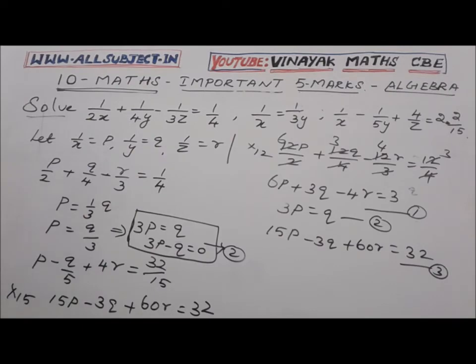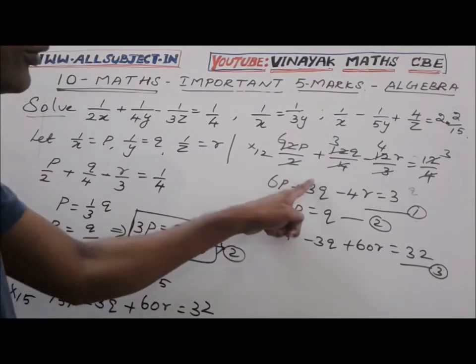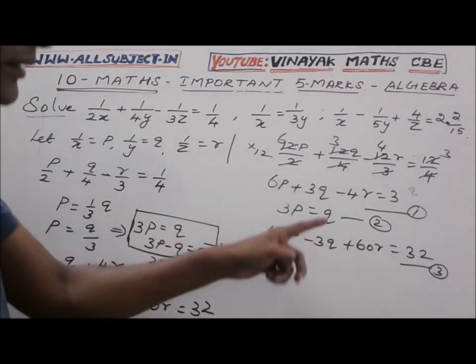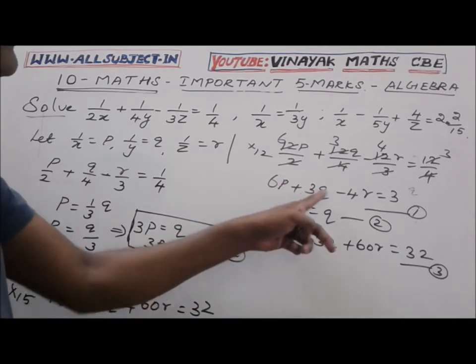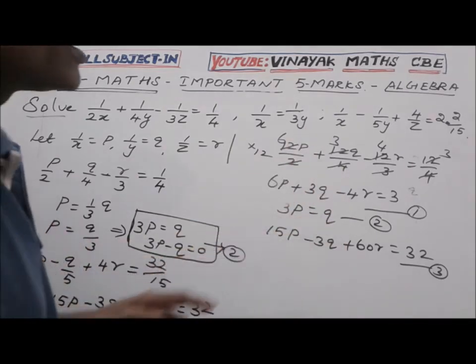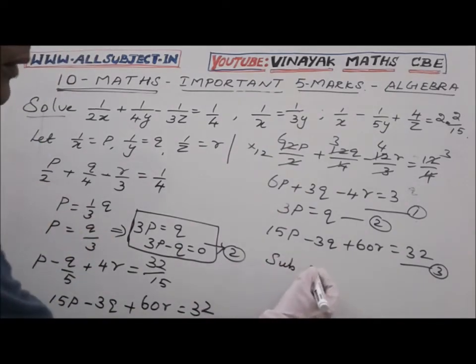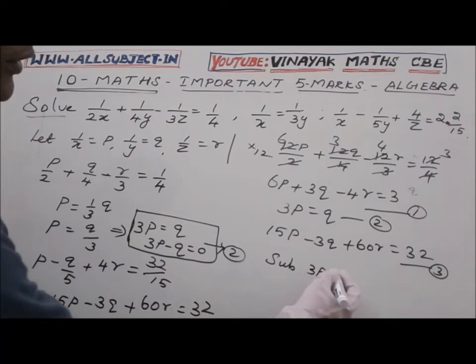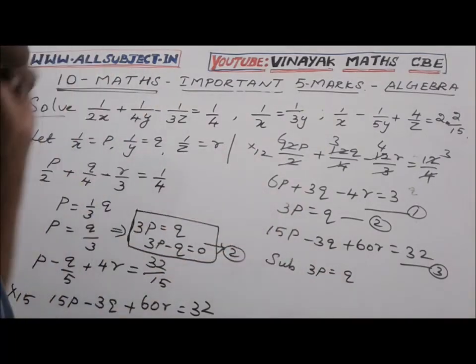Now I found 3 equations. We should solve these 3 equations. We should find the values of P, Q and R now. To solve this, listen carefully here. Substitute 3P equal to Q here, and then in this equation also, the P is eliminated. The 2 equations will be formed in Q and R. So, substitute 3P equal to Q, or Q equal to 3P.